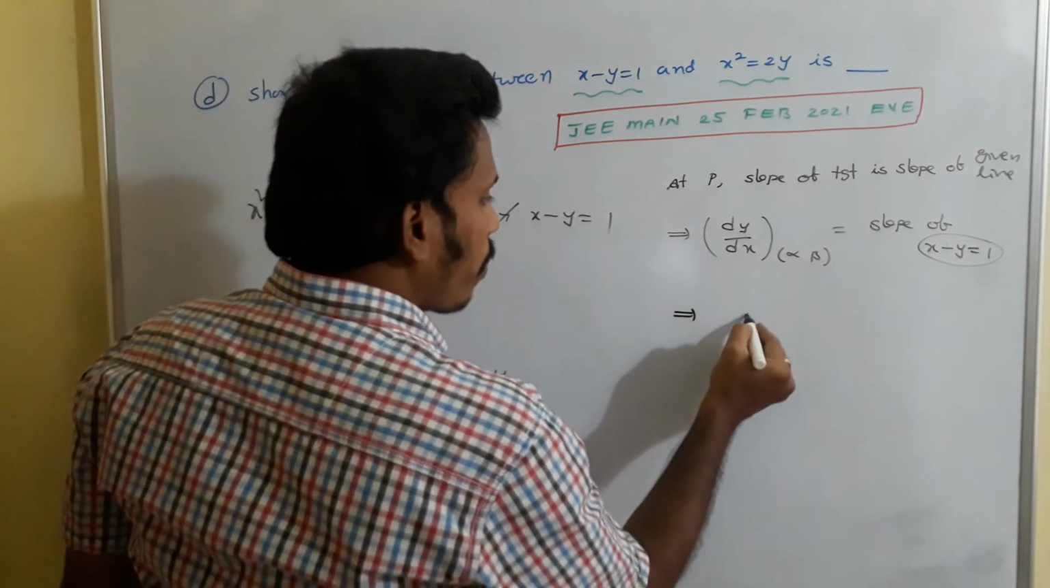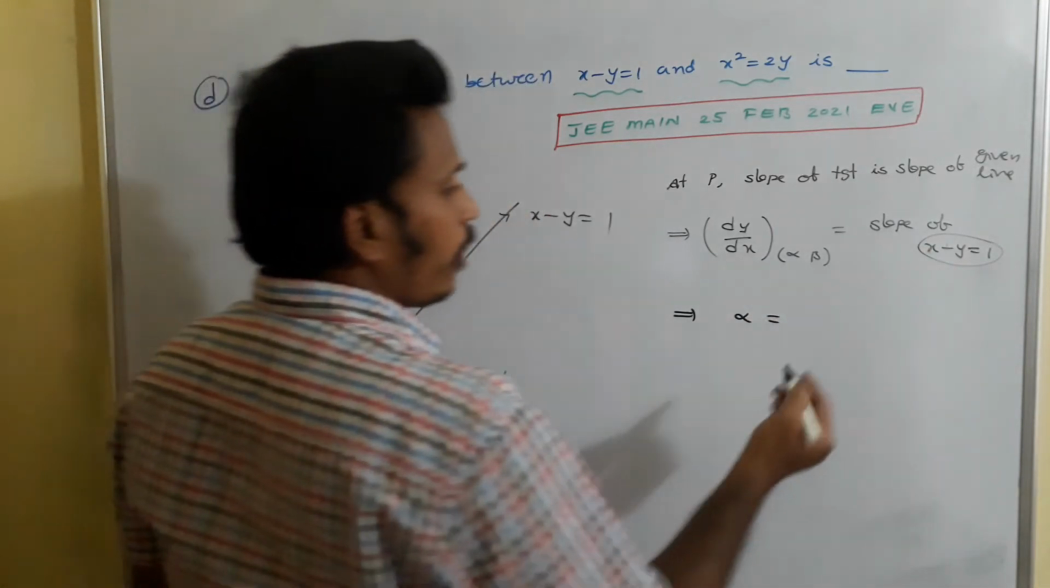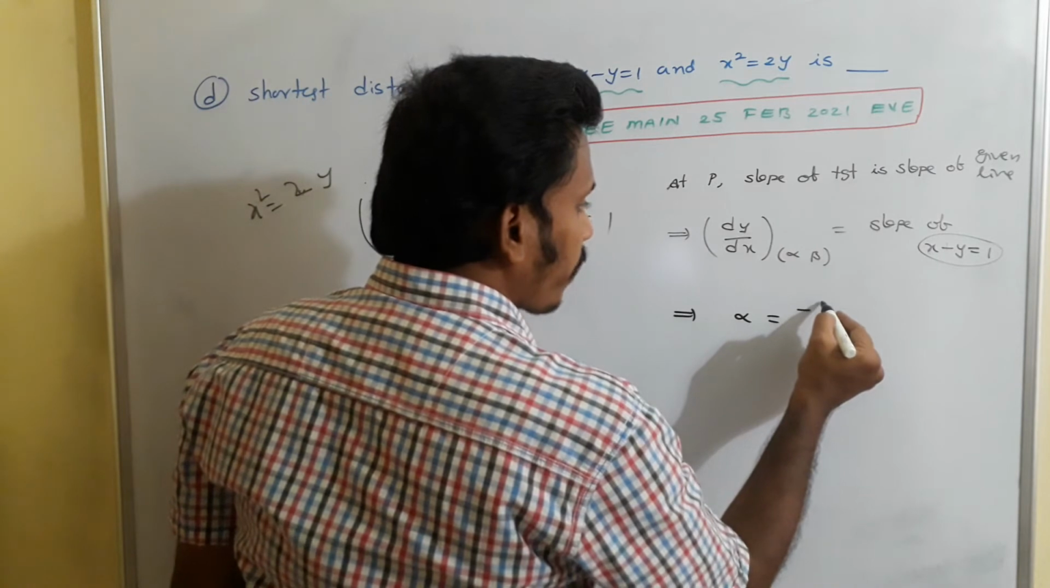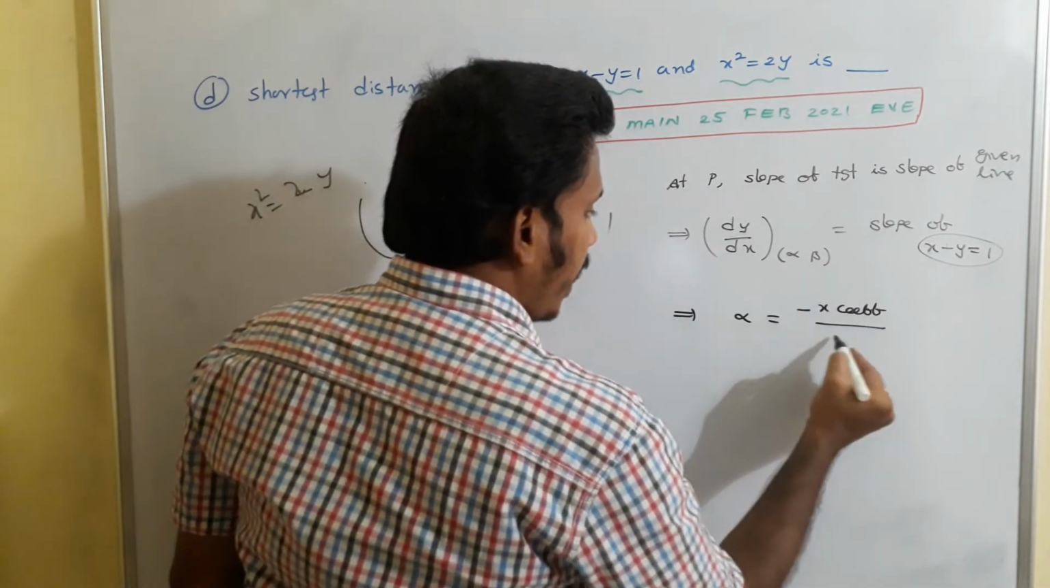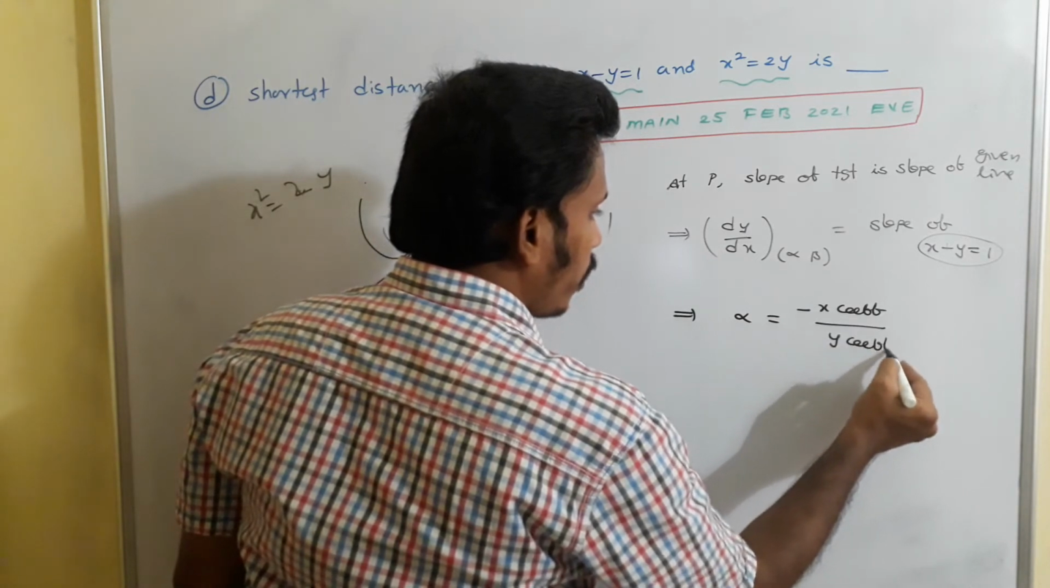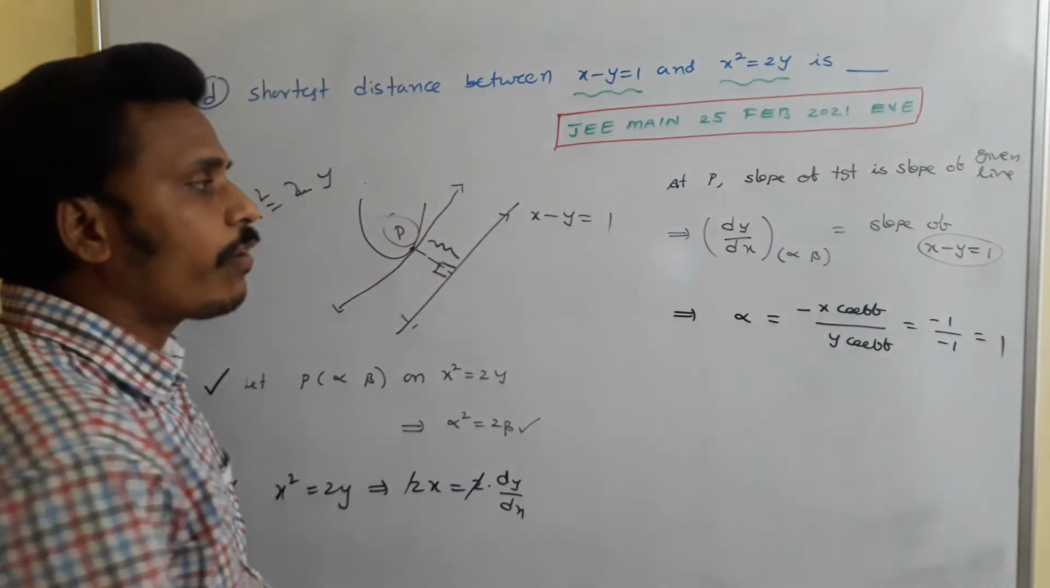So x at alpha comma beta is simply nothing but alpha, and the slope of the line x minus y equals 1. We know that the slope of the line is minus x coefficient by y coefficient, from 2D, and that is nothing but minus 1 by minus 1, which is equal to 1. So the alpha value is 1.